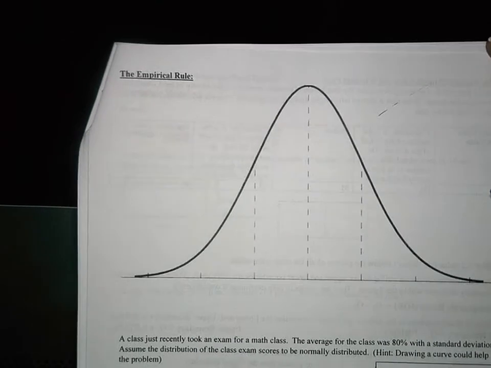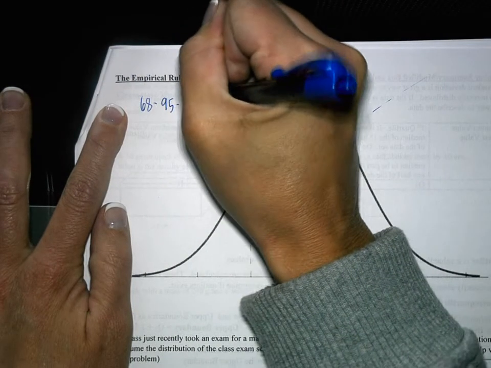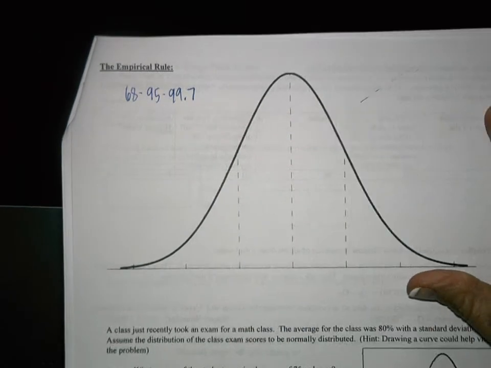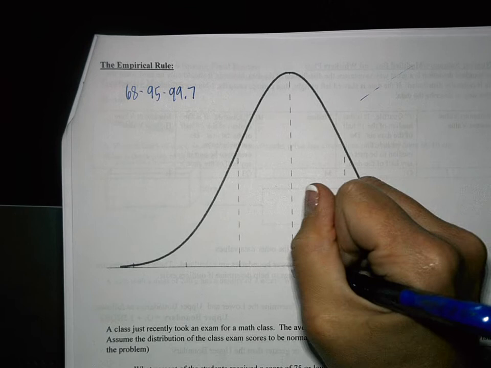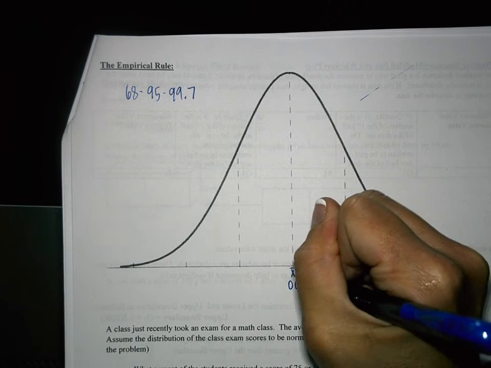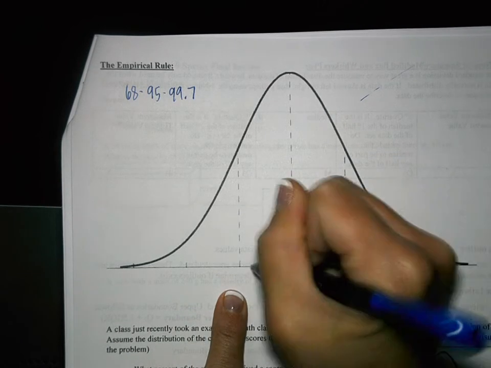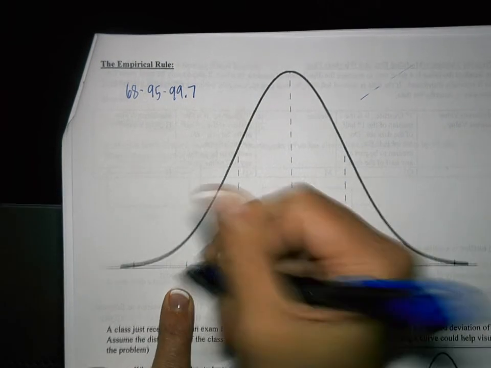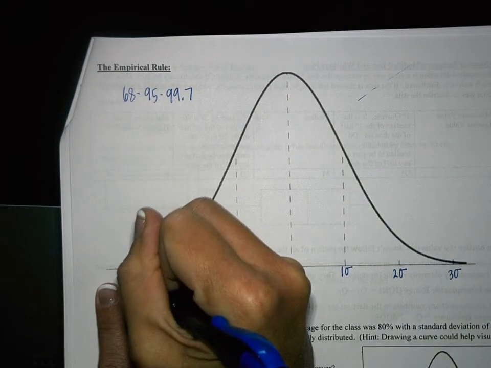Okay, the next thing we talked about is the empirical rule. So remember, this one is your 68, 95, 99.7. So when you're looking at this bell curve, normal distribution, here in the middle, this is your mean, or you can also think of it as 0 standard deviations. When you go out, this is 1 standard deviation and -1 standard deviation. Out here, this is 2 standard deviations and -2. And then lastly here, we have 3 standard deviations and -3.